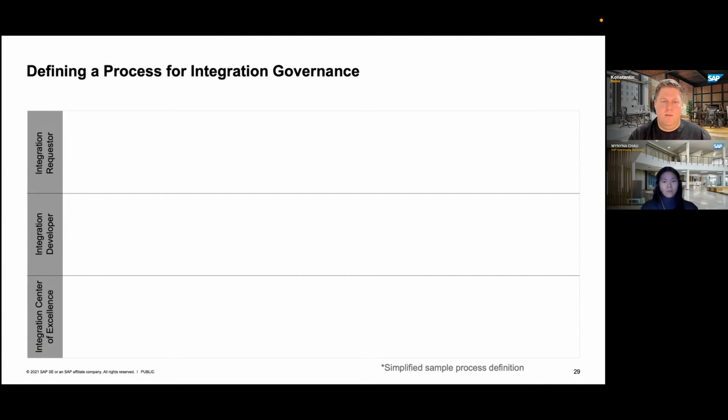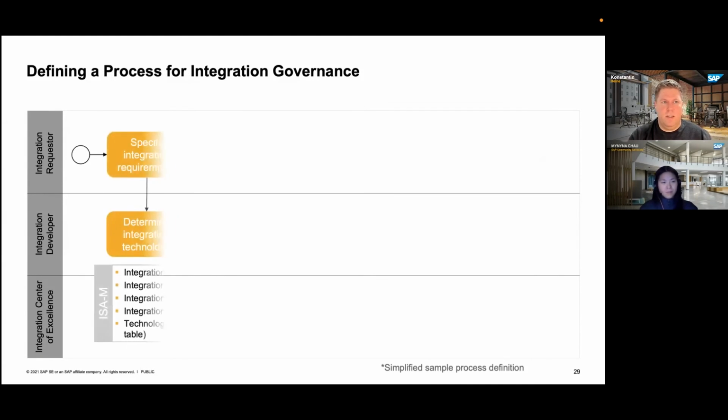This scenario is a very simplified example that I showed to you. You can see here the three personas. On top, you have the swim lane with the integration requester, so a person that requests an integration scenario, for example, out of an implementation project. You have the integration developer, so someone who knows the integration platforms by heart and is really a technical expert. And you have the integration center of excellence, so some kind of centralized team, for example, but it could also be some kind of self-service.